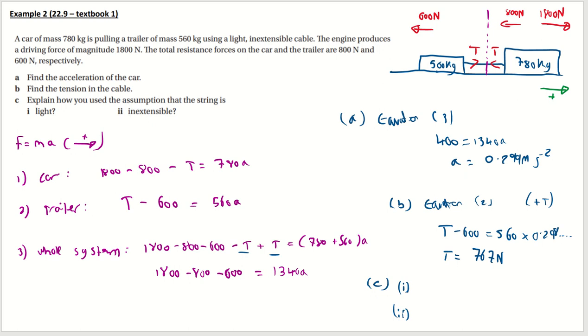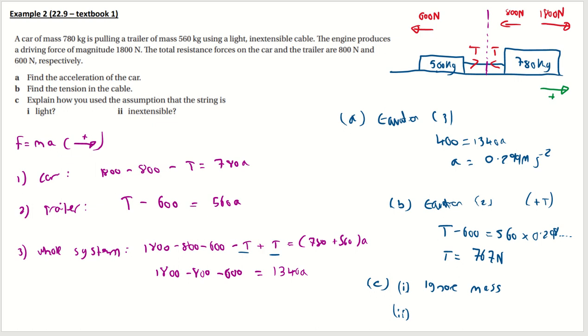Right, so some particle model assumptions now. How have we used the assumption that the string or cable is light? That means that we ignore the mass of the object. If we ignore the mass of an object, we can't do any F equals ma on the cable itself. So we just have it as an intermediary item rather than doing F equals ma and looking at the forces on the string or cable.